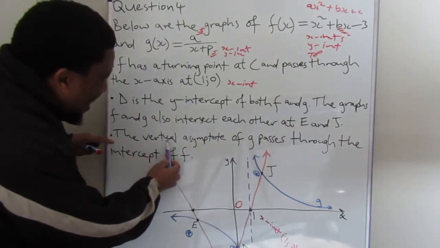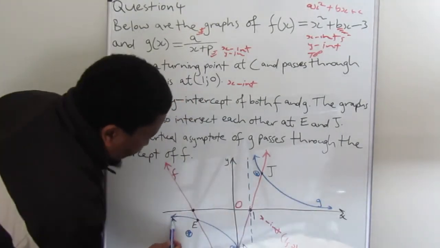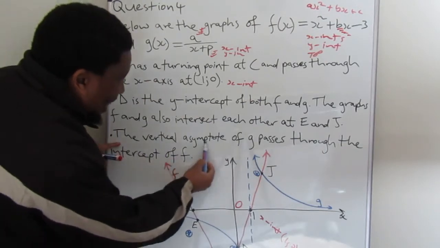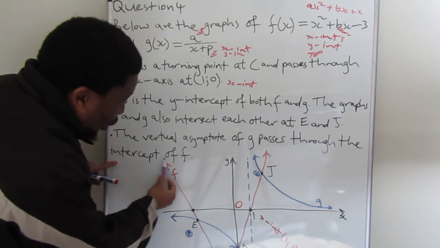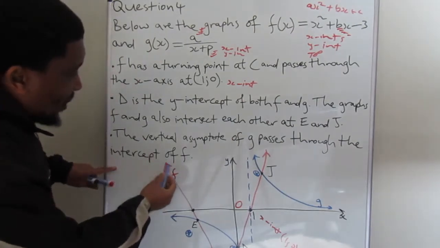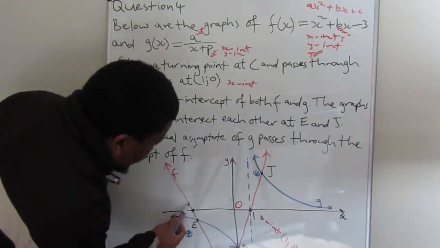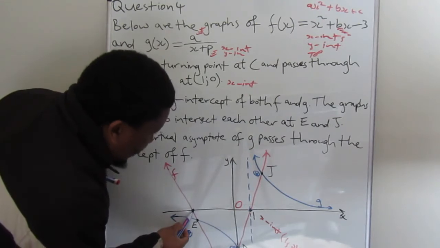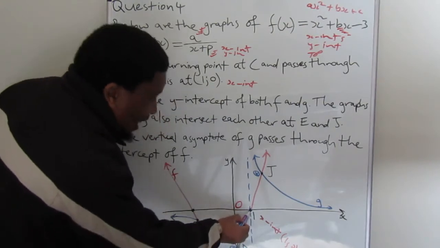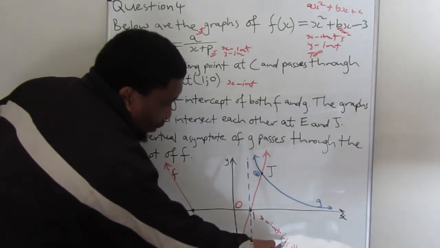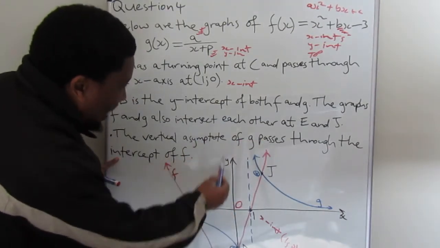Next, the vertical asymptote of G. G is given in blue. That's my graph in blue. The vertical asymptote of G passes through the intercept of F. Passes through the intercept of what? Of F. There's the x-intercept of F. There's the y-intercept of F. Then here another x-intercept of F. And I already know that point is 1 and 0.